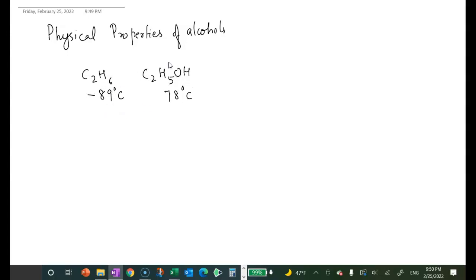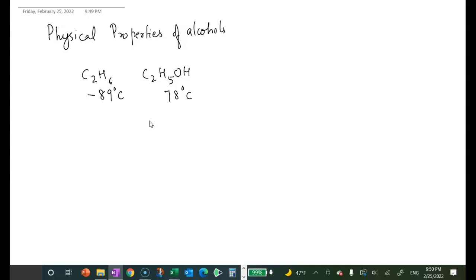The reason alcohols have such high boiling points is because of their very strong intermolecular forces of attraction, particularly hydrogen bonds. Alcohols form hydrogen bonds because of the presence of the OH covalent bond in them. Therefore, most alcohols have higher boiling points.